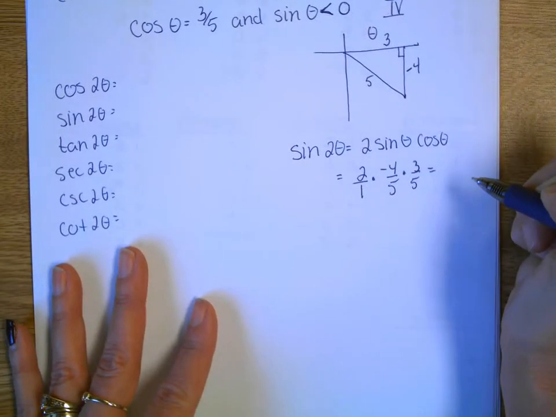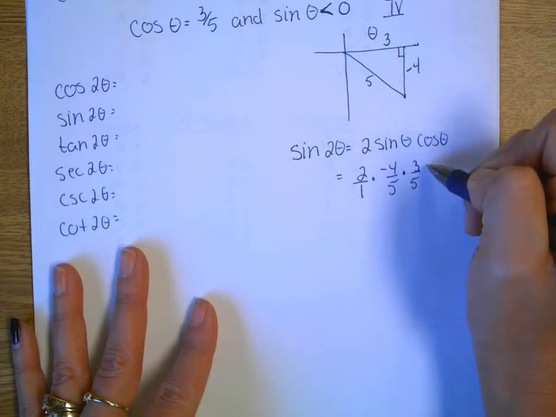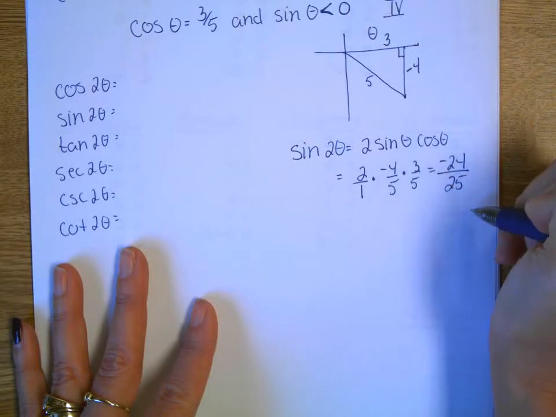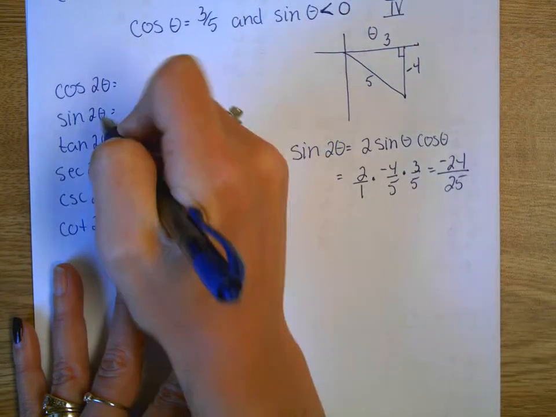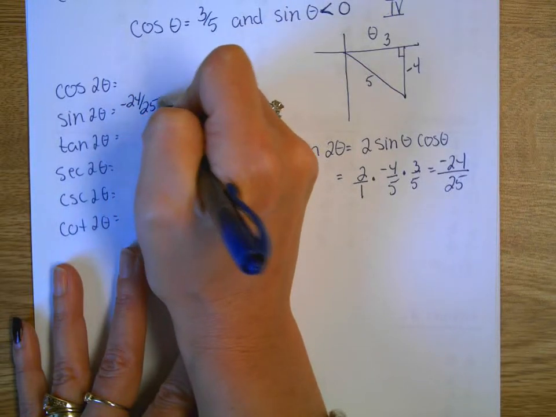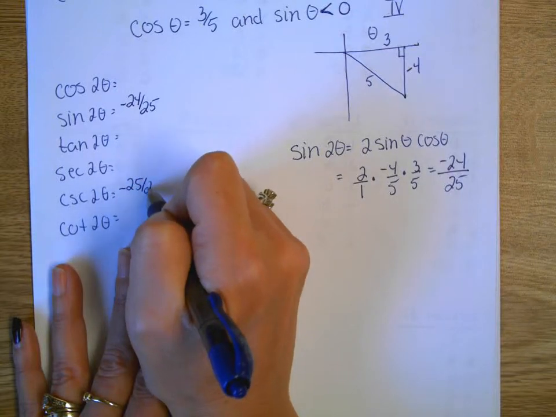No common denominator needed. Numerator is going to be -24 over 25. So there's my sine ratio, -24 over 25. What other ratio do I know right now? The cosecant of that angle will be -25 over 24.